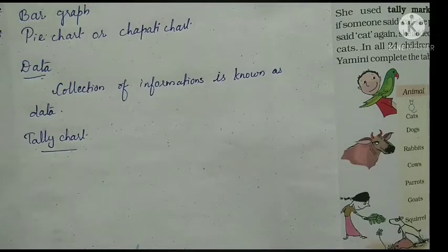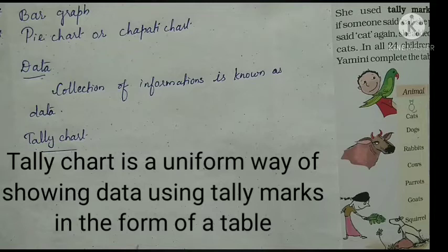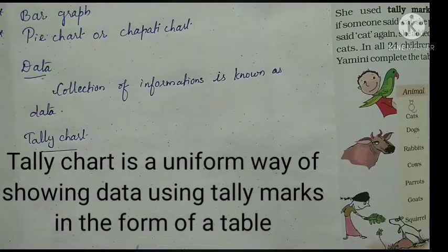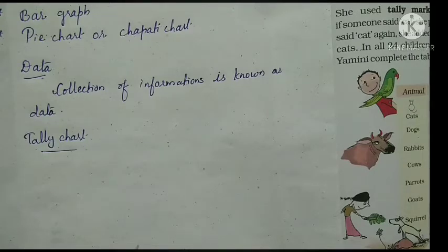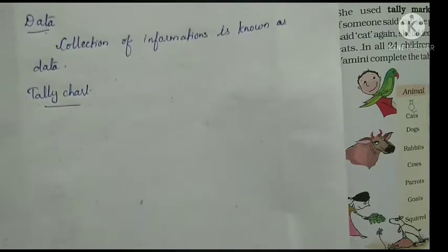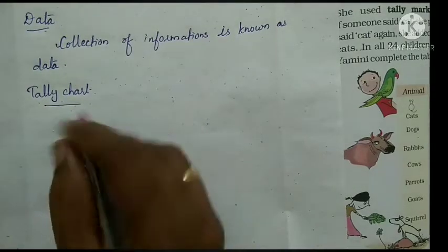Tally chart is a uniform way of showing data using tally marks in the form of a table. That means what is meant by table? The information we can mention in a tabular column. In the general way, tally marks are written as a group or set of 5 lines. So here 5 lines means one major group, and we can mention the numbers like this.